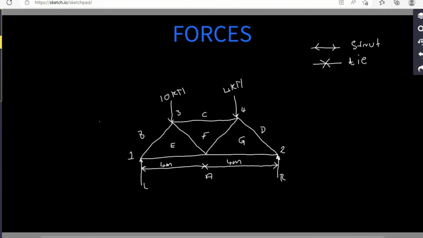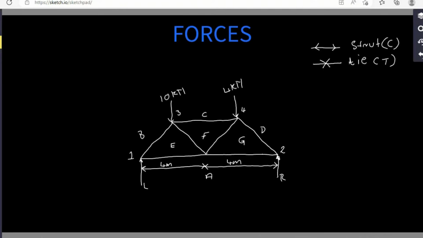Roof trusses are designed to support two types of forces. The first one is a compressive force called a strut and is represented by this sign. And the second one, represented by this sign, is called a tie, and it is a tensile force. These are the two forces that are supported by a roof truss.